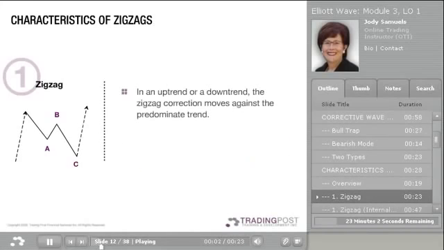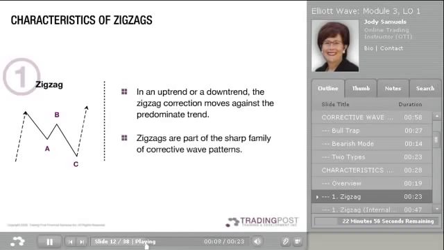In an uptrend or a downtrend, the zigzag correction moves against the predominant trend. Zigzags are considered to be part of the sharp family because the A wave trades against the trend, followed by a B wave which corrects A, and finally a C wave which travels against the trend.